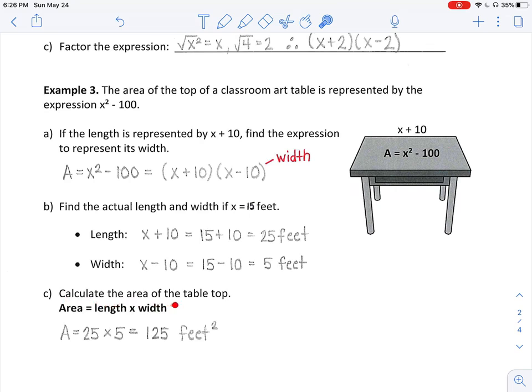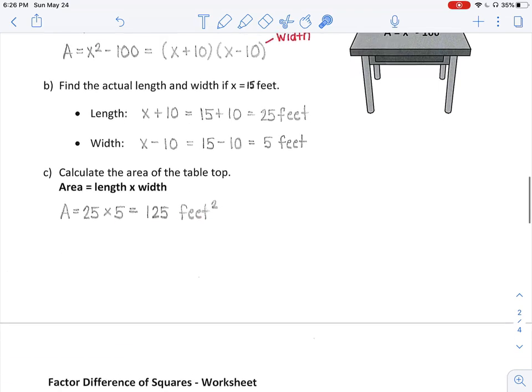Calculate the area of the tabletop. So again, area is equal to length times width. So we know the length is 25, the width is 5. 25 times 5 gives us 125 feet squared.